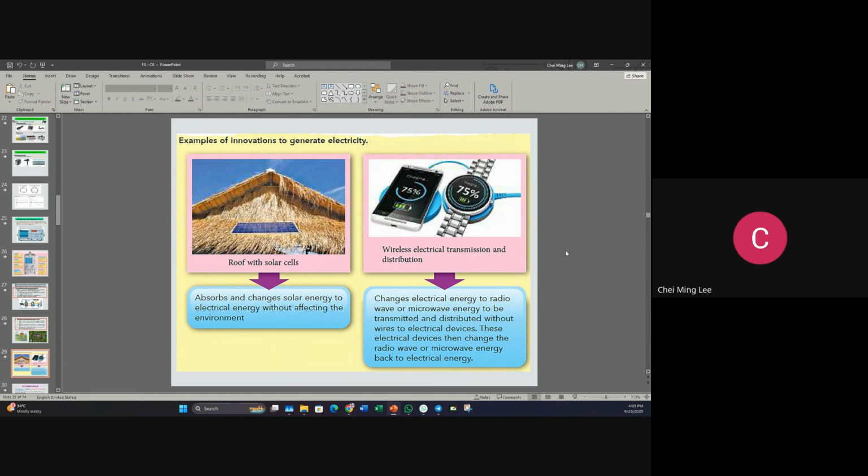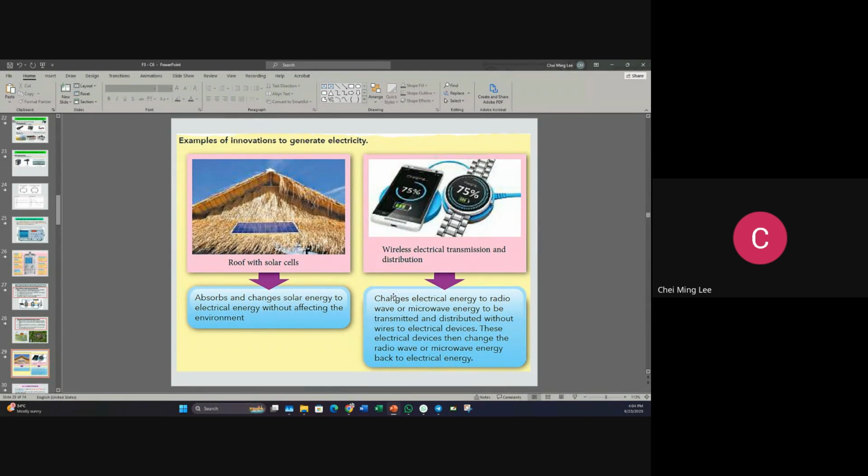Now how about other innovations? First, the roof with solar cells. The roof with solar cells will absorb solar energy and change it to electrical energy without affecting the environment.